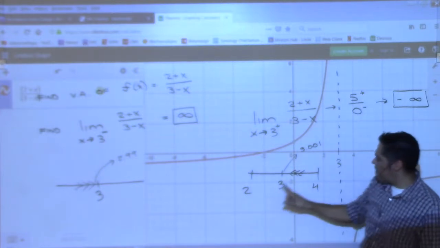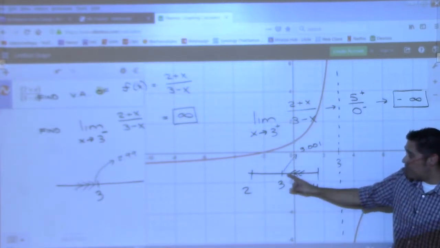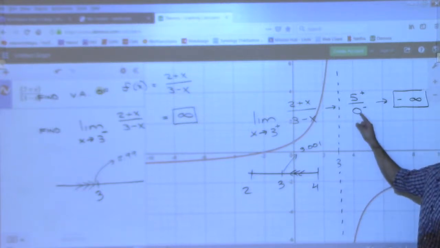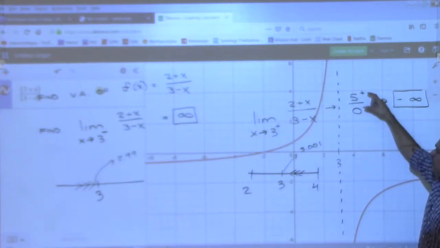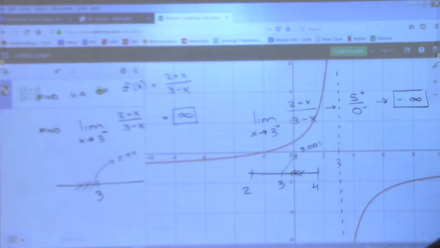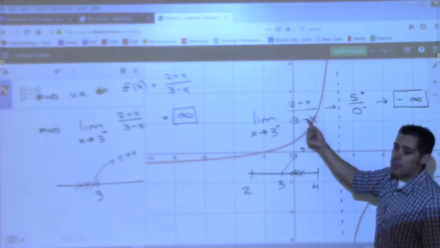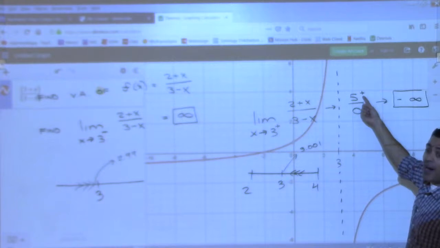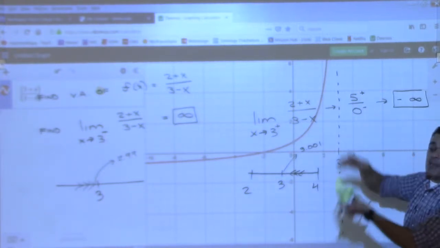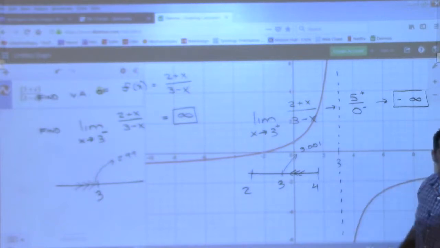Now, if we approach 3 from the right-hand side, we're plugging in numbers that are a little bit bigger than 3, and therefore when we plug them in, we get a little tiny negative number down here. And the ratio of a positive and negative is negative, so that means it's got to be headed to negative infinity. Is that answering anything? Technically, it's like negative 0.001, right? Once you plug it in there. And then if you take positive 5 and divide it by negative 0.0001 or whatever, you're going to get a big number, right? Okay, yes?